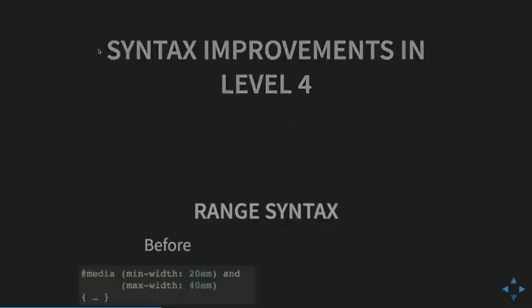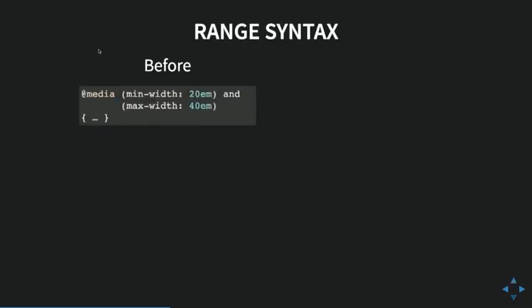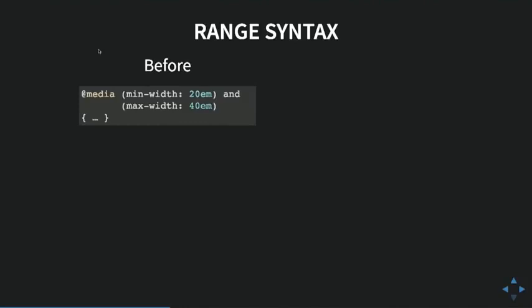Let's start with syntax. So this is how you write things. If you want to have some style that applies in a range of sizes, you have min-width something and max-width something else. And it turns out this is hard to read. It's not conceptually hard, but the min and the max seem to confuse people a lot. And people use the wrong word when they mean another thing. And this is nicer.